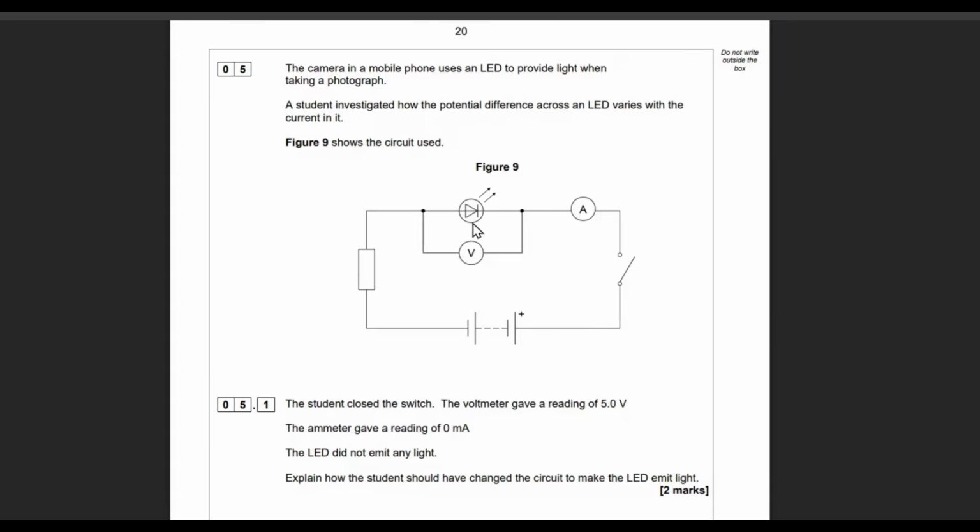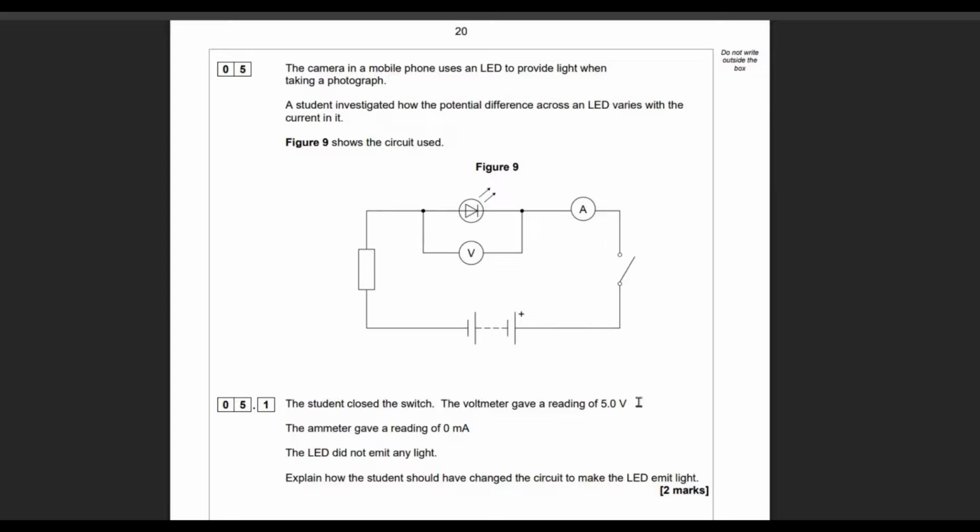We've got the LED here, we've got the ammeter, the voltmeter in parallel, we have a battery. Now the word battery, actually one of these is called a cell, and if you have more than one, we call it a battery. So we have a battery of cells here, we've got a switch, and we have a resistor. The student closed the switch.